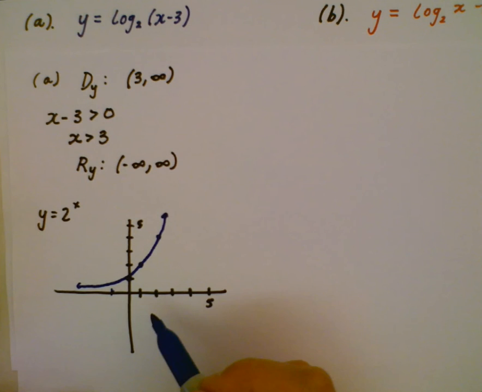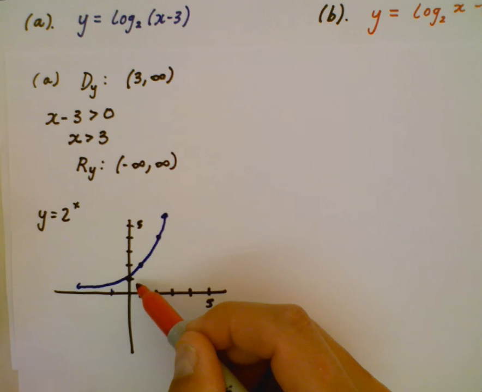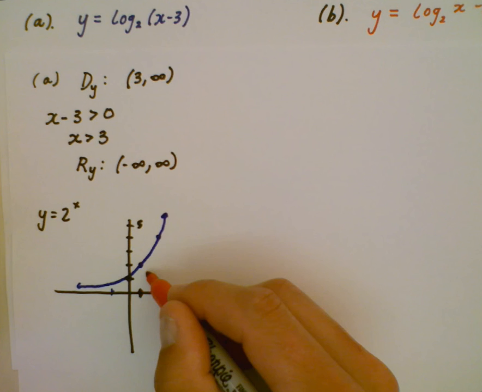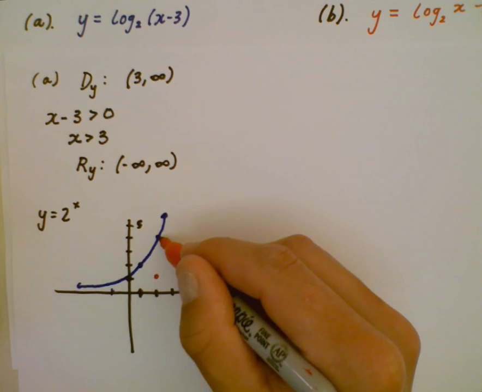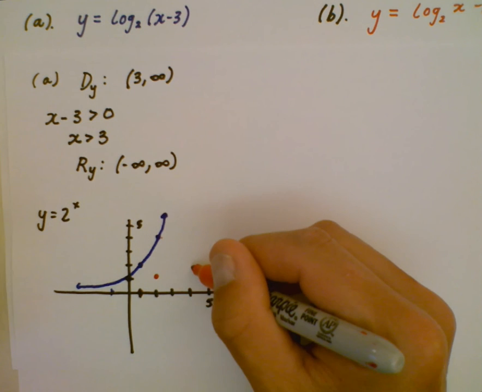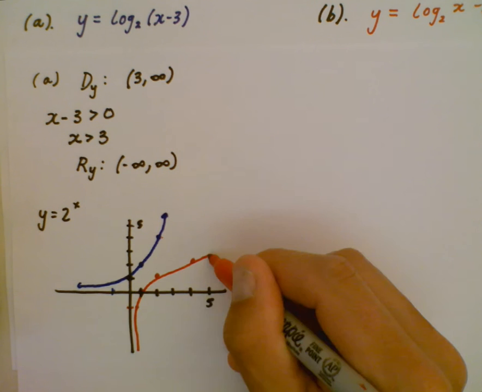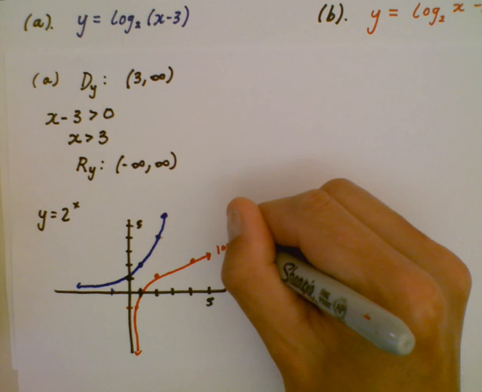Now, if I want the inverse, if I want the logarithmic function, log base 2 of x, I just switch. 0, 1 becomes 1, 0. 1, 2 becomes 2, 1. 2, 4 becomes 4, 2. And if you had negative 1, 1/2, it would be now 1/2, negative 1, maybe right there. So now here is log base 2. Now that's not what I need. I need it to be 3 units to the right.